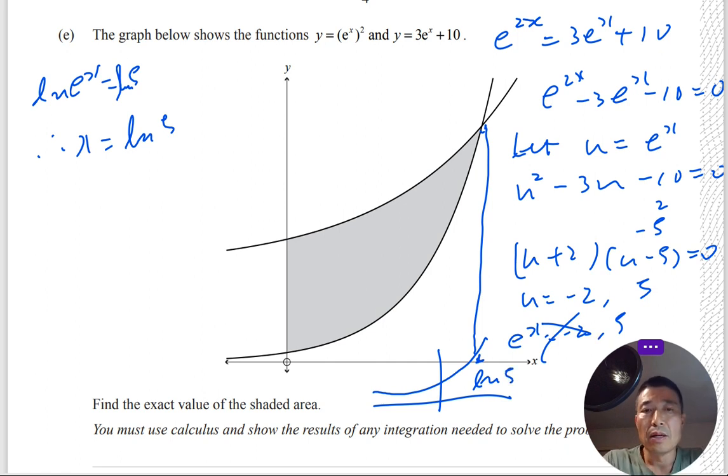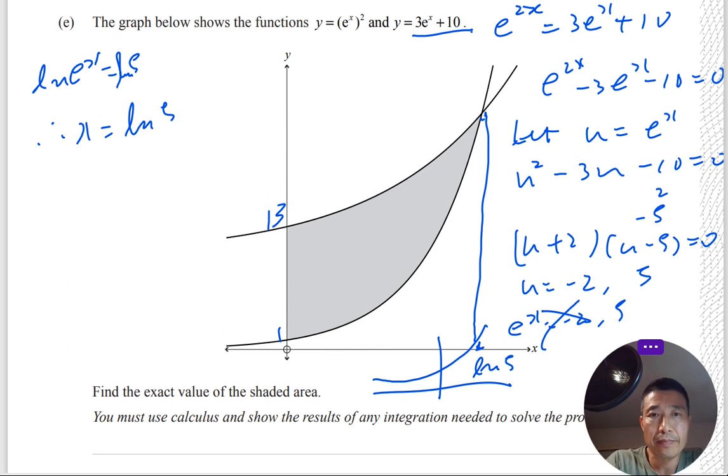So then we have to determine which one is the top function, which one is above. Well, I see this is above because when x is 0, e to the power of 0 is 1, right? 3 times 1 plus 10, which is 13. So that must be 13. When I plug 0 in here, e to the power of 0, 1 squared is just 1. That's 1, isn't it?